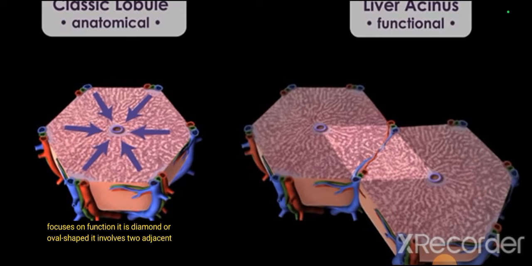It involves two adjacent anatomical liver lobules. The blood flows from the middle, which we discussed as a short axis, to the periphery.